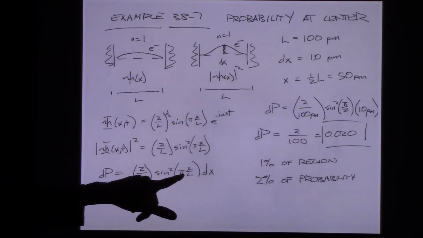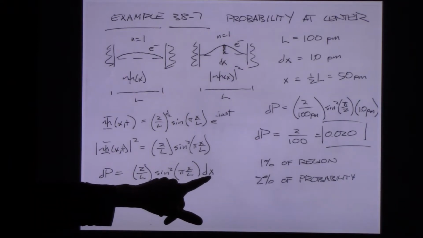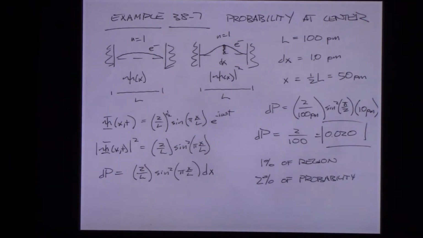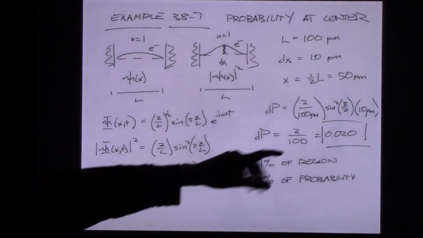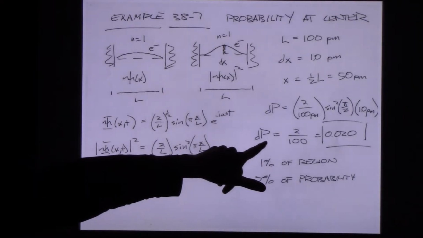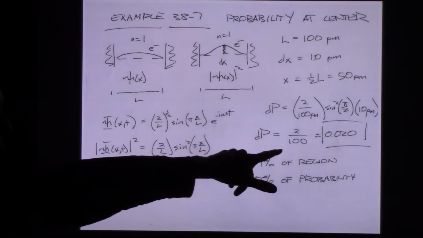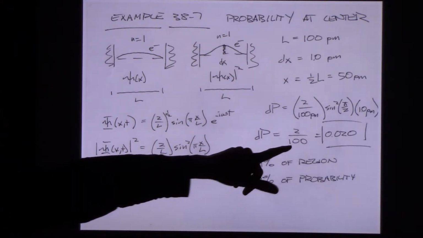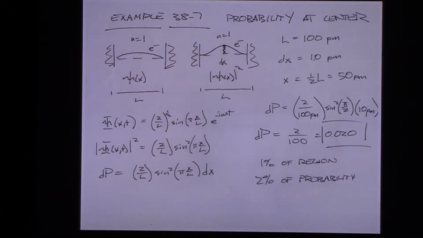Sine squared of this became pi over 2, which is 1. And then the dx is 1 picometer. Now, if we've done this right, the units should cancel out. And so the picometers in the dx cancel the picometers in the L, and I got a probability of 2 over 100, or 0.020. I got 2%.